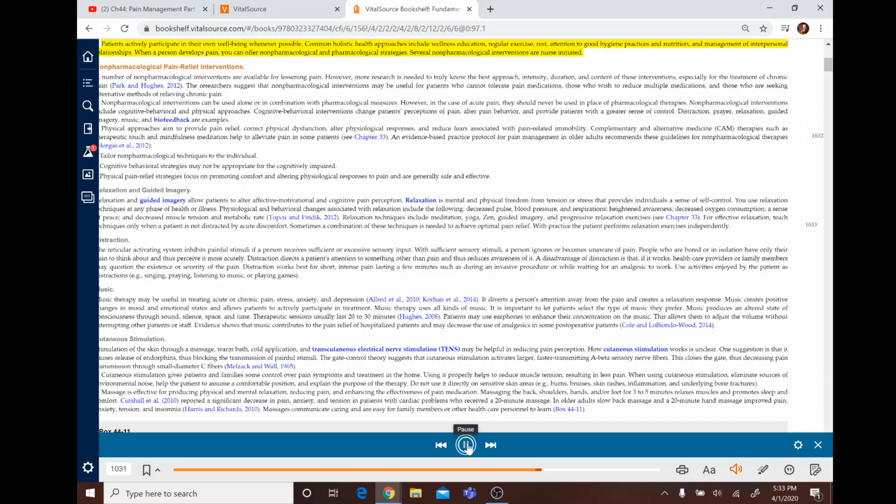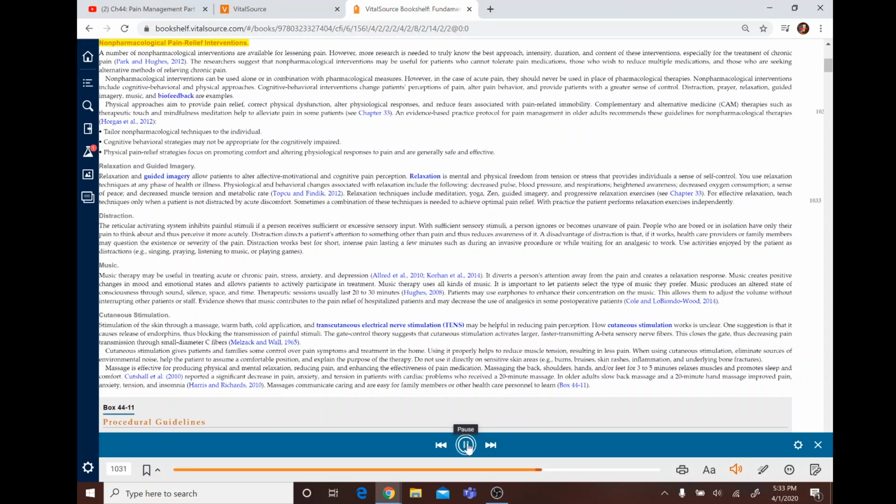Patients actively participate in their own well-being whenever possible. Common holistic health approaches include wellness education, regular exercise, rest, attention to good hygiene practices and nutrition, and management of interpersonal relationships. When a person develops pain, you can offer non-pharmacological and pharmacological strategies. Several non-pharmacological interventions are nurse-initiated.